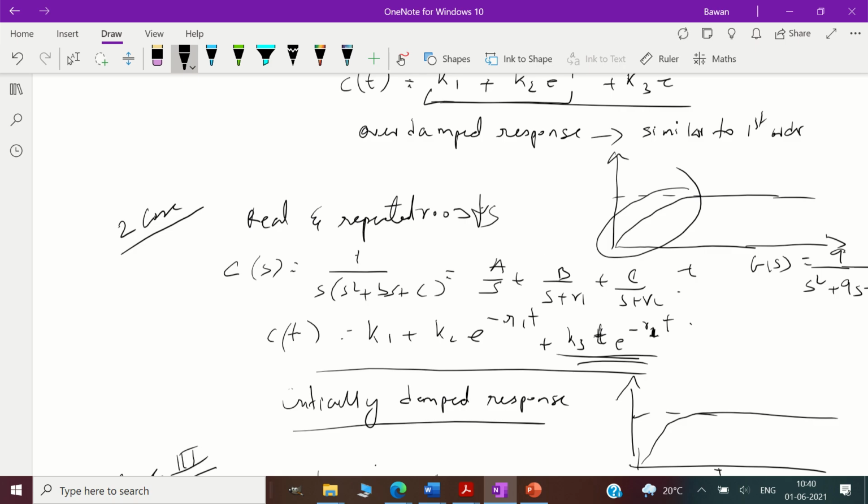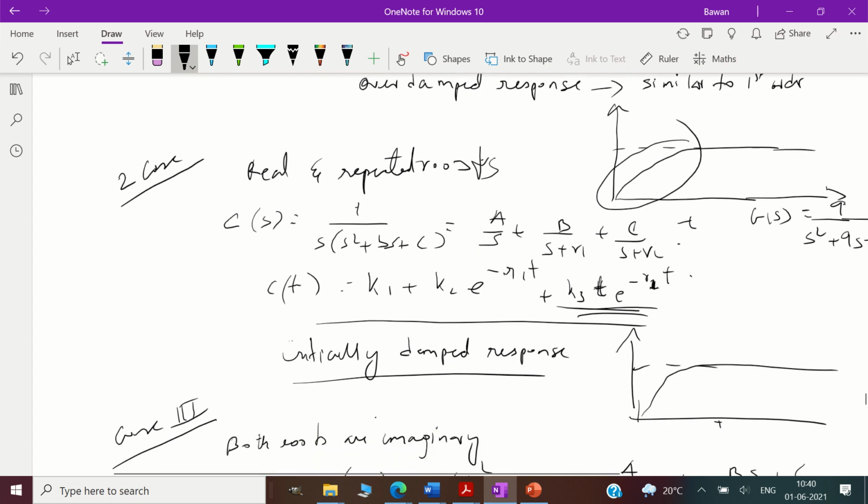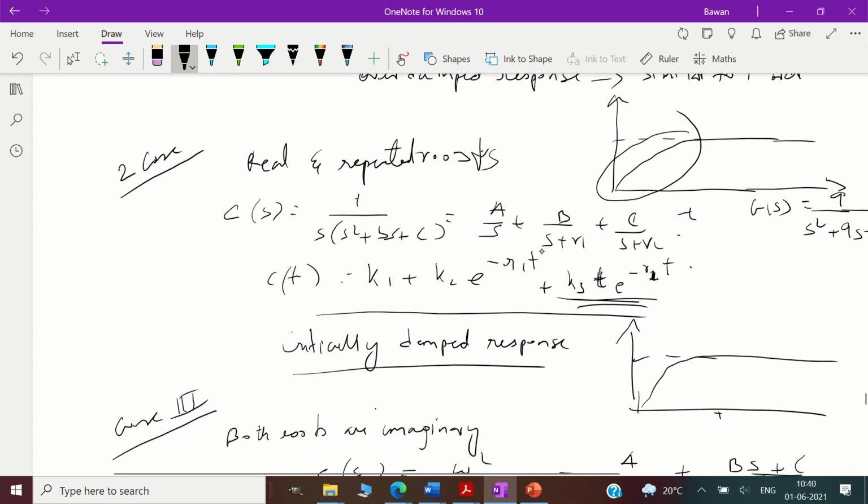This type of response you can look at in the graph which is given here. It's very similar to that of the real and distinct root case. There isn't much of a difference between the two, except for this term that is there in the third expression here. So that is the second case for you.